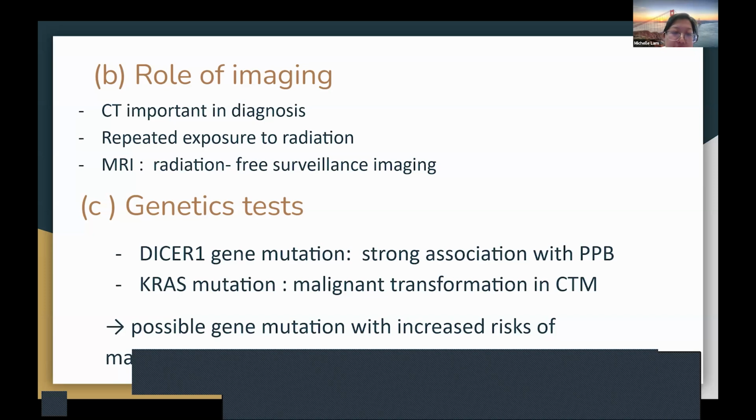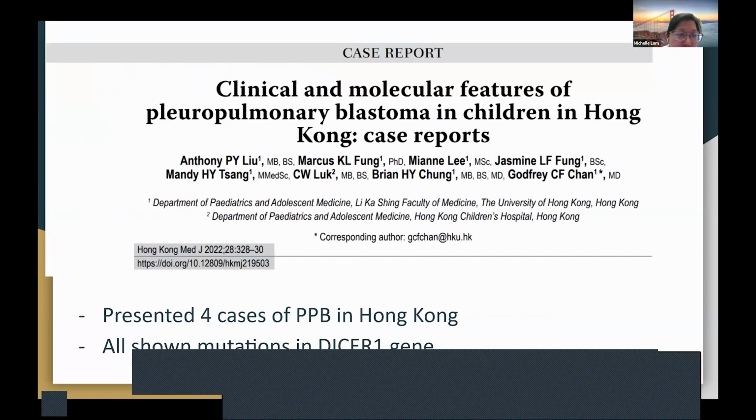Another thing is that some studies have shown a DICER gene mutation and KRAS mutation have a strong association with PPB and also CTM. So possible gene mutation will indicate increased risk of malignancy in patients also having CTM. So perhaps we can combine the genetic tests with the imaging to guide our management approaches.